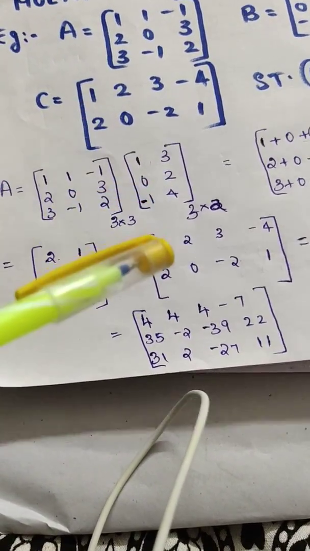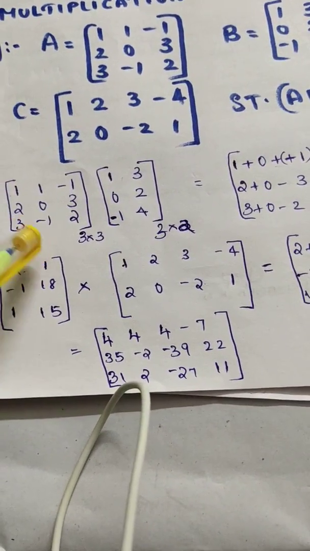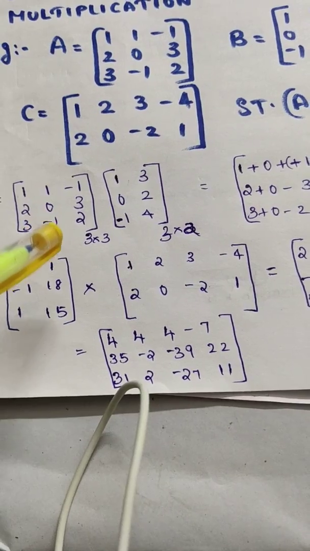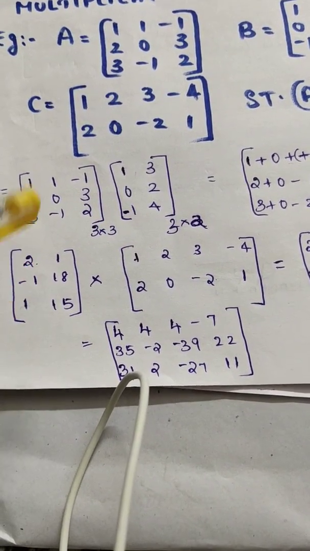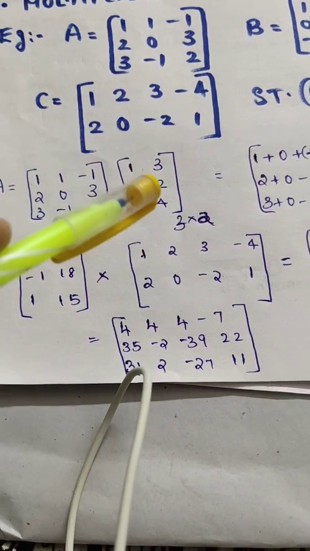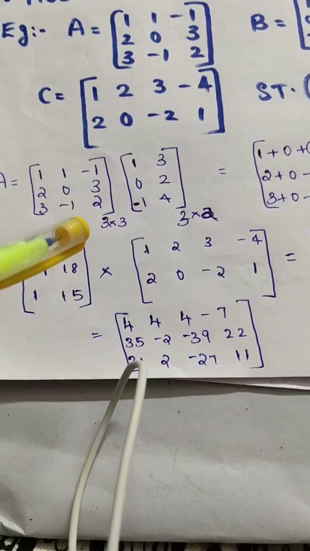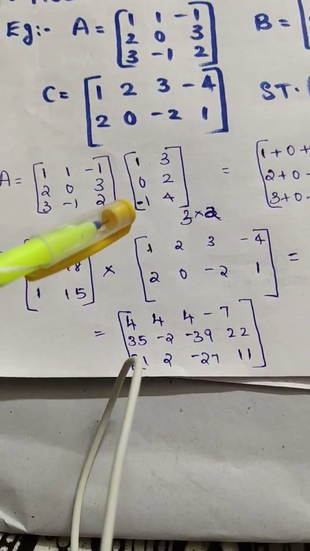Now third row into first column, so that is 3 into 1 plus minus 1 into 0 plus 2 into minus 1, which will give you 1. Now third row into second column: 3 into 3, 9, plus minus 1 into 2. So 9 minus 2, 7, plus 2 into 4.